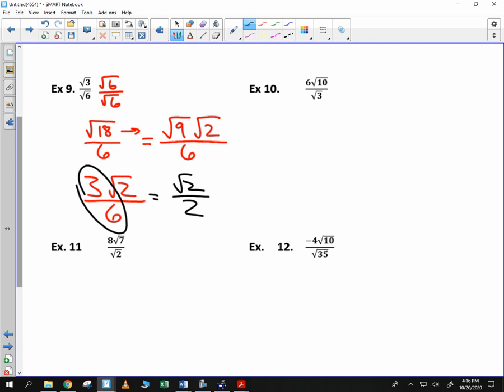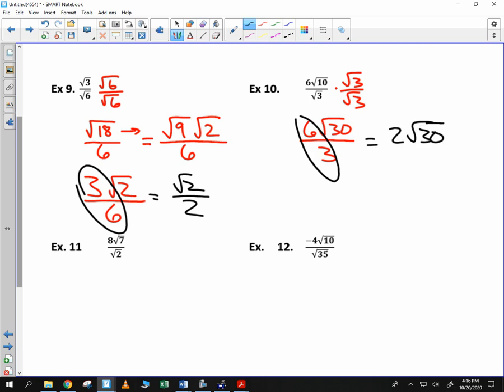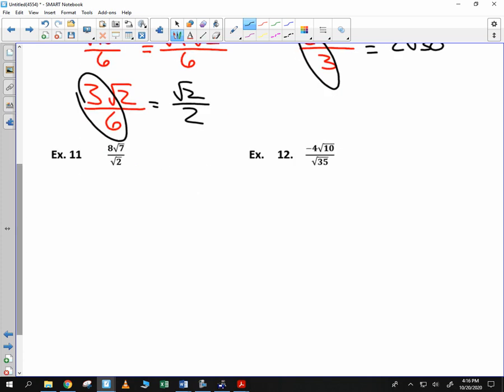So yeah, sometimes these can get a little bit more involved. Look at example 10. I multiply top and bottom by the root of 3. And I get 6 roots of 30 over 3. Square root of 30 can't be simplified, but 6 over 3, that would be 2 roots of 30. We're going to skip 12, but do 11. Multiply top and bottom by the square root of 2. And notice you get 8 roots of 14 over 2. 4 roots of 14. So there we go.